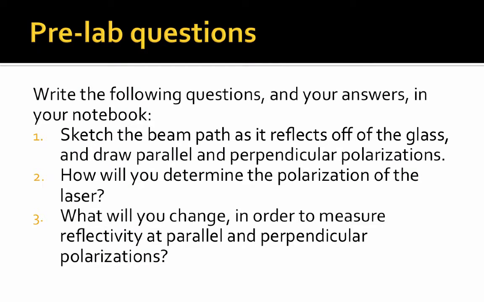Our pre-lab questions are to think about what you're going to do in the lab. So first, sketch the beam path when it reflects off of a glass prism or a glass cube as described in the first objective, and draw what the parallel and perpendicular polarization directions would be. Second, determine how you will decide the polarization of the laser, and how will you change the light in order to measure reflectivity with parallel and perpendicular polarizations.